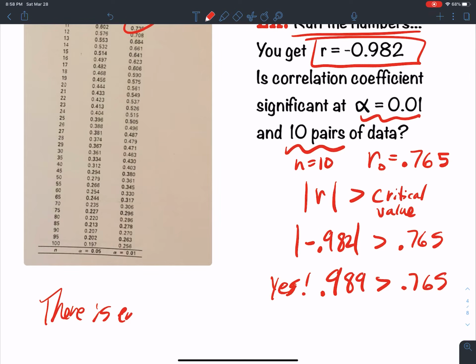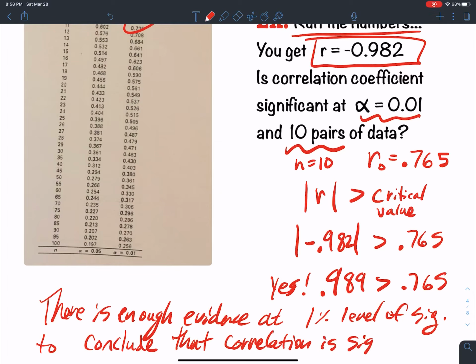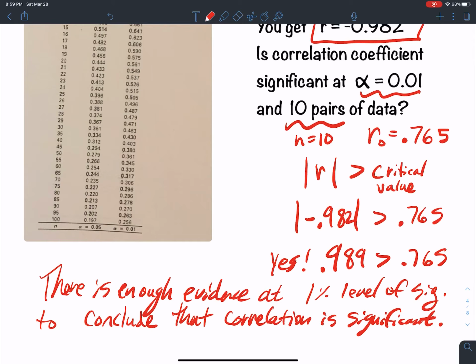There is enough evidence at the 1% level of significance, alpha equal to 0.01, to conclude that the correlation is significant. So this tells us only that correlation is significant. It's not telling us the direction, just telling us that it's significant here.